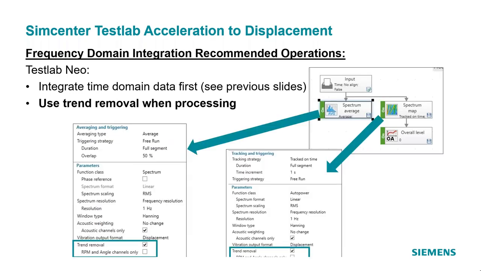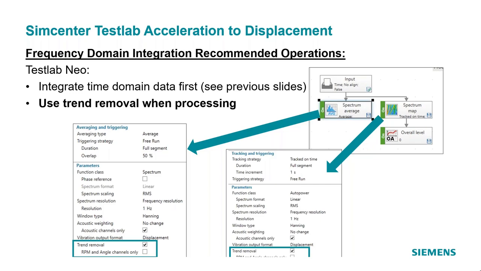In Neo, there's an option for trend removal. Basically, that would take the time history and then remove the trend from it before we did the integration step. So here I'm telling the spectrum average to calculate either a spectrum or an auto power, but I'm changing the vibration output format to displacement, and I've turned on the option for trend removal, and I've turned off the option for RPM and angle channels only, because I actually want to remove the trend on my acceleration data.